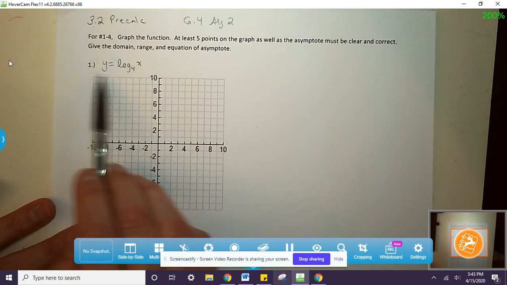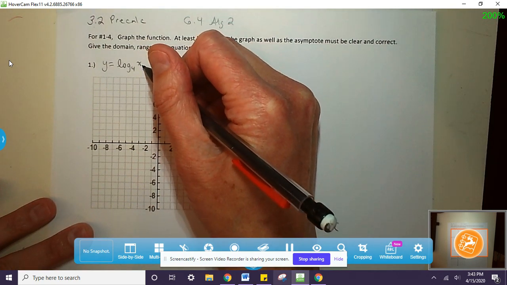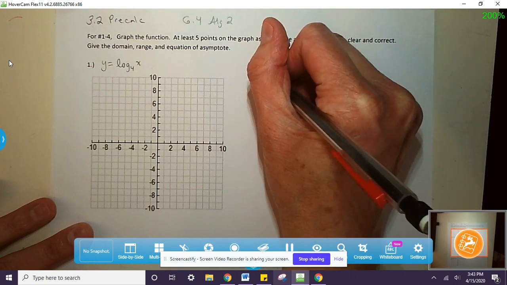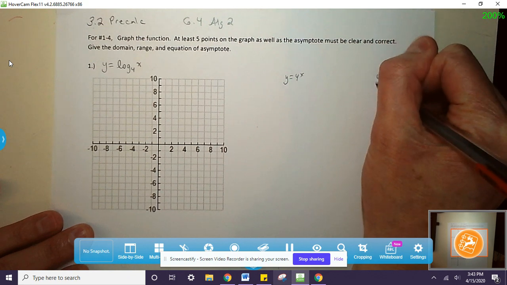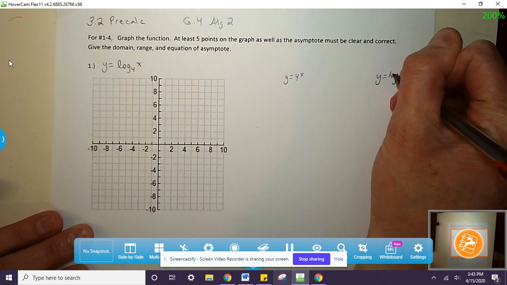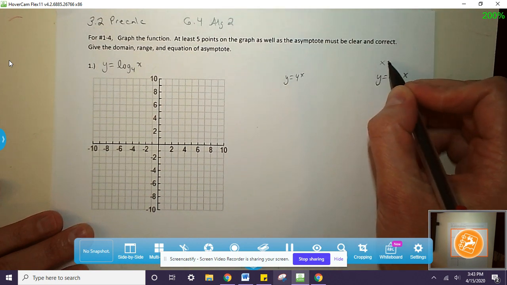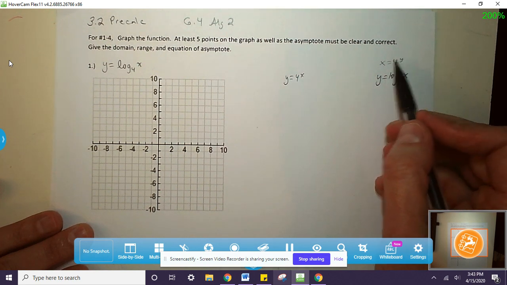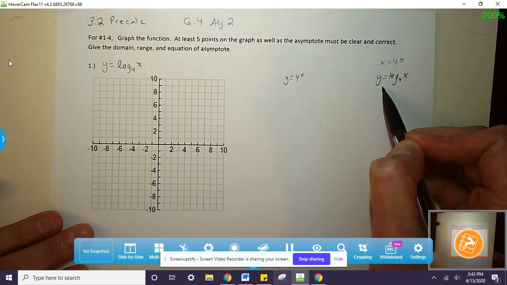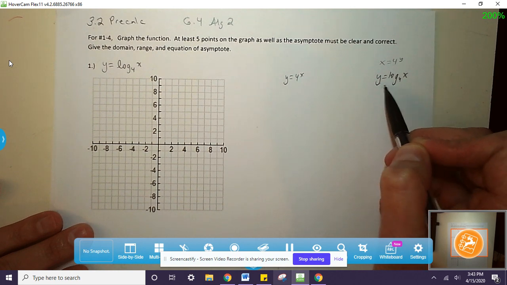So the first one we're going to do is the graph of log base 4 of x. Now, log base 4 of x is the inverse of the exponential function y equals 4 to the x. So this and this are inverses of each other, because if we take the x and the y from the exponential and switch them, we get x equals 4 to the y. And then if we rearrange the base, the exponent, and the other guy, we get this equation right here. So these two are inverses of each other. The reason I'm reminding you of that is because that relationship can help you graph log base 4 of x.